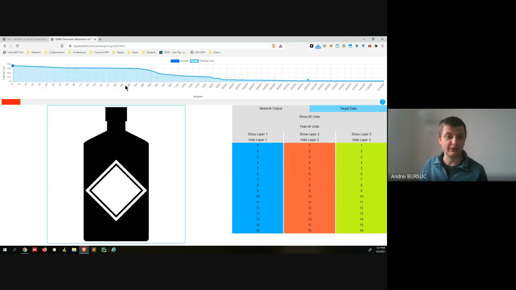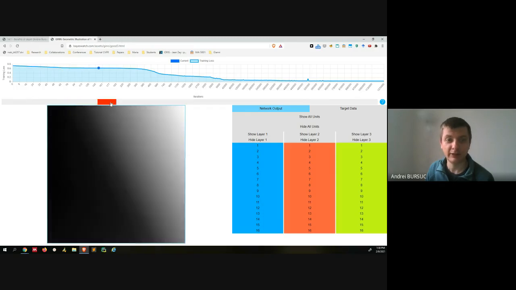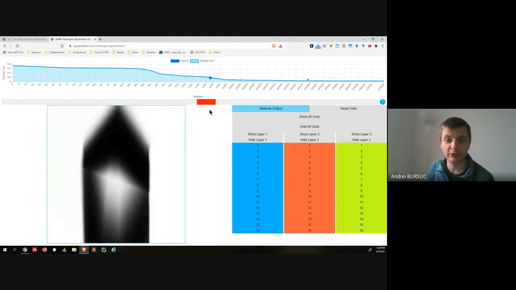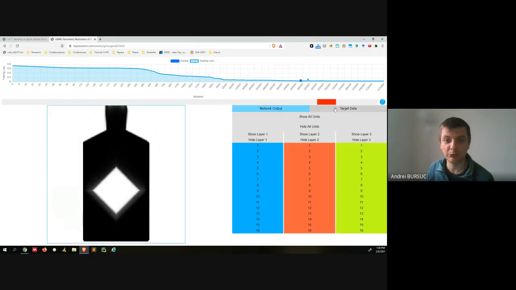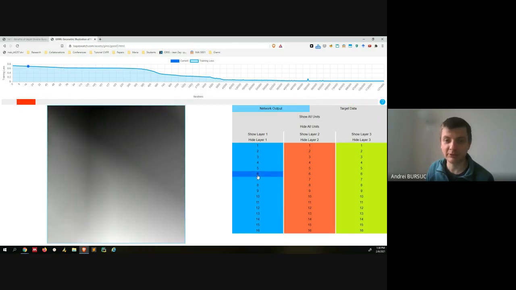So yeah, here is my target data, but I'll shift now to the network output. Here on the upper part, you can see the evolution of the training loss in time. You can slide like this. When you slide, you can see that as I am approaching the minimum, the network actually has learned to reconstruct the bottle. But our purpose is rather to analyze what's happening.